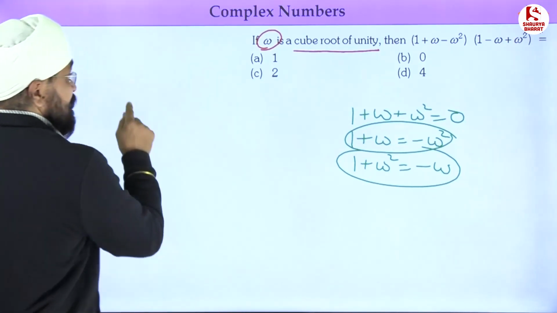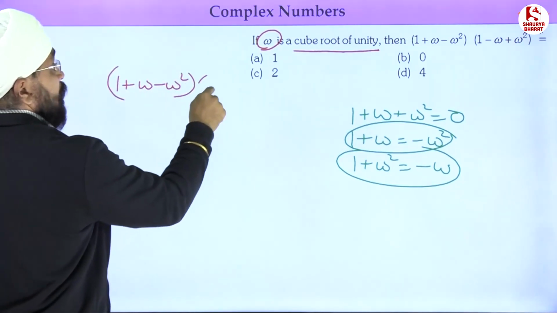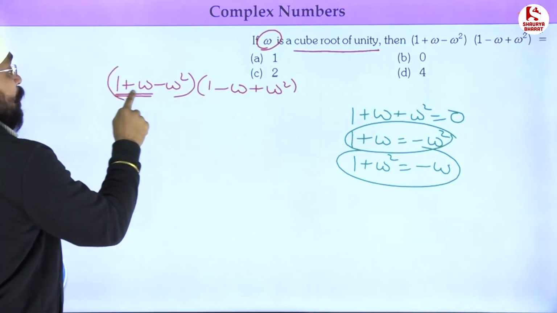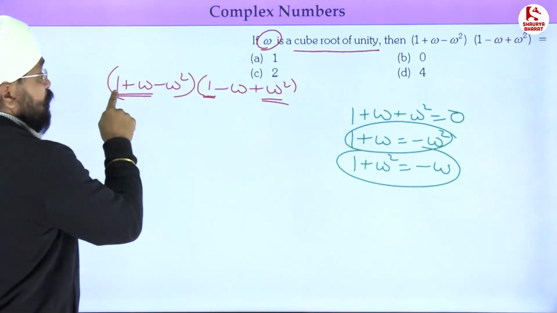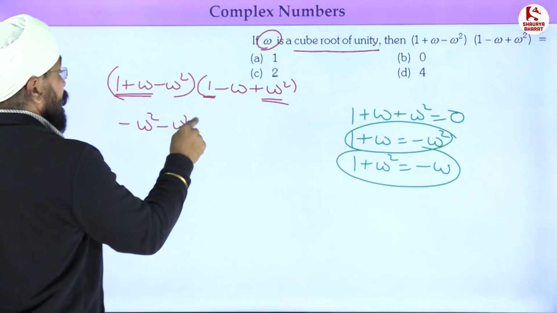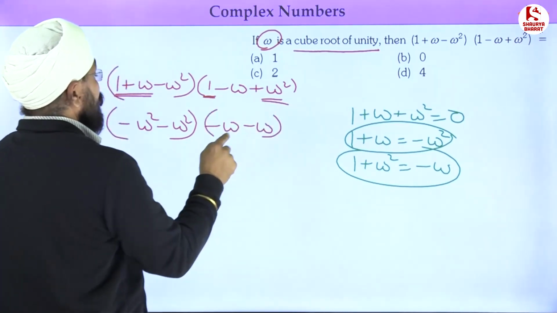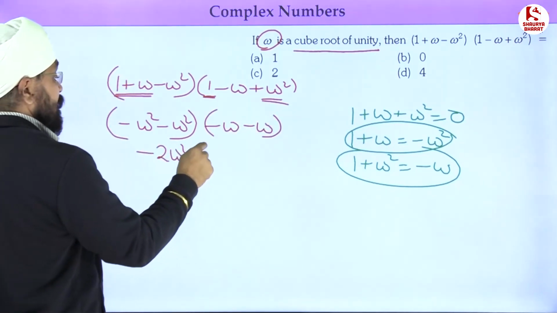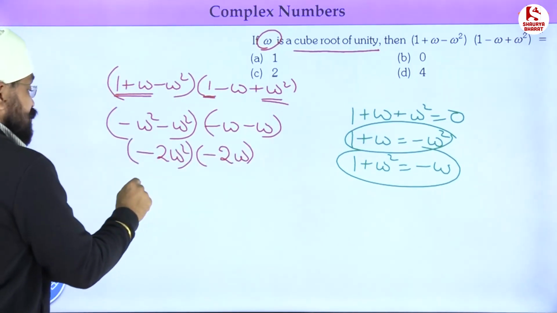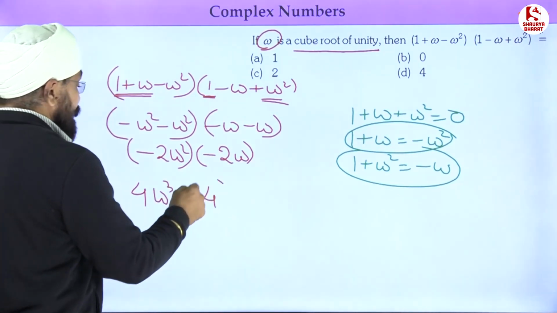Now the question says 1 plus omega minus omega square and 1 minus omega plus omega square. So we can see that these are the positive terms. So in place of 1 plus omega, I can put minus omega square. And here this becomes minus omega, with minus omega. So we have minus 2 omega square multiplied by minus 2 omega. So the minus minus gets cancelled, 2 2s are 4, and we have omega cube, and omega cube is definitely 1.